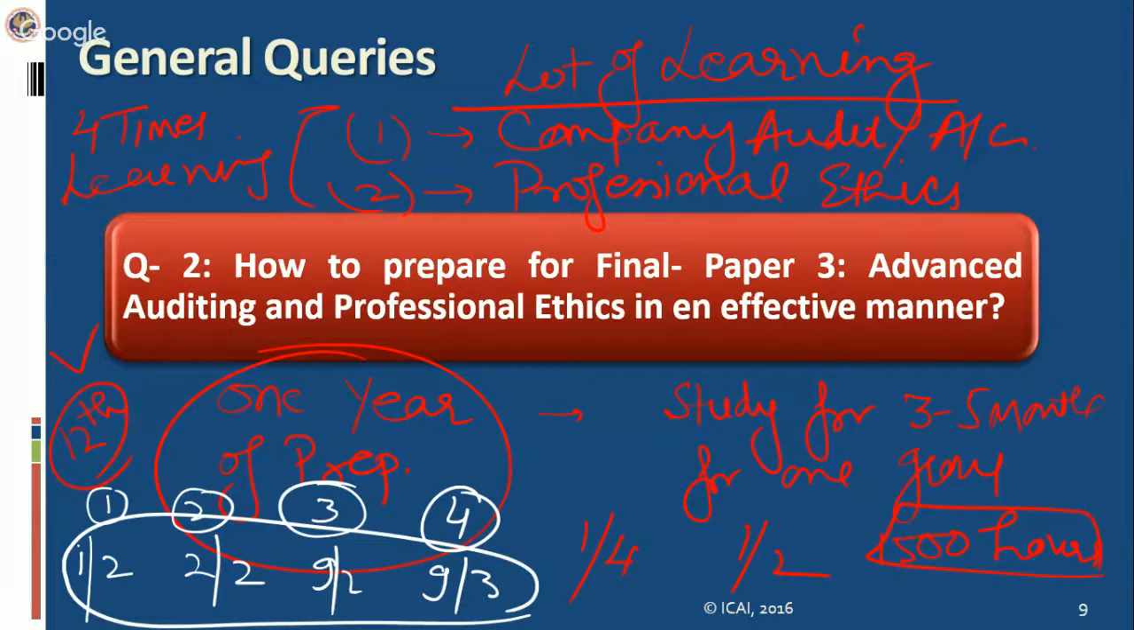You save your time. Some students ask me that our paper was not finished, we left say a 10 marks question and we could not attempt a 15 marks question. This will not happen. Once you learn, your efficiency will improve, and moreover you will write effectively. So this is the impact of learning. Learning of the entire course is not possible, I do appreciate that. So learning, I say, for company audit and professional ethics.